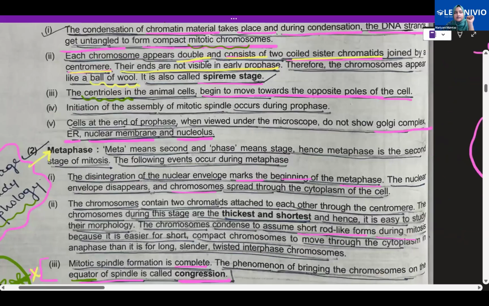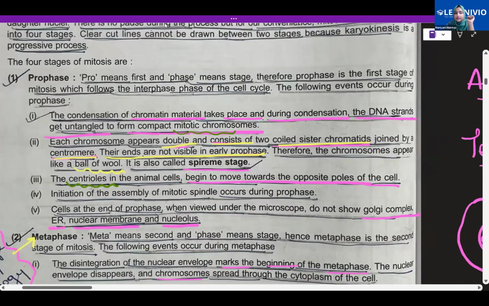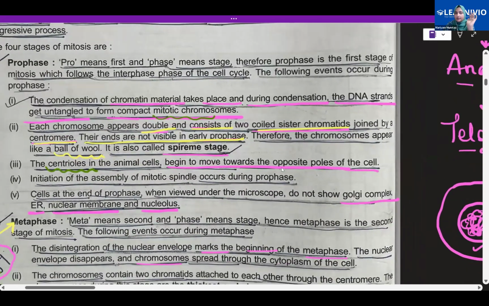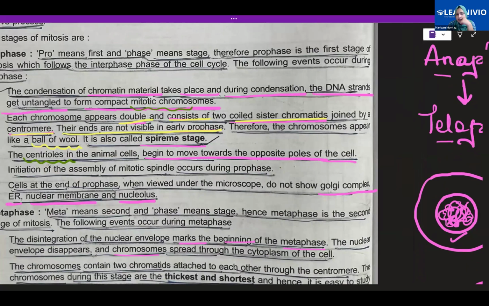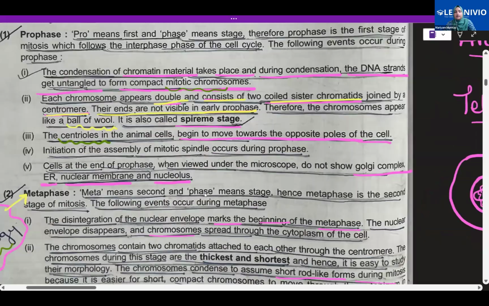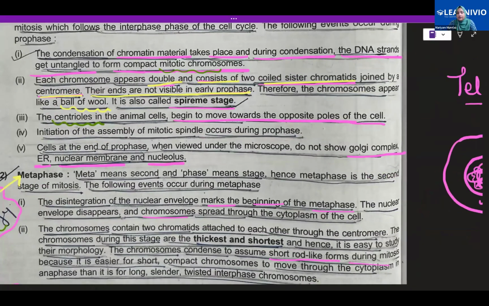So in this particular prophase, the chromosomes have been formed, but their ends are not visible. The chromosome appears like a woolen ball, just like how a woolen ball looks. Clear? At the same time, the centrioles start to move towards the opposite poles. In the middle, you have the nucleus, and on either side of the nucleus, the centrioles are present. Clear?